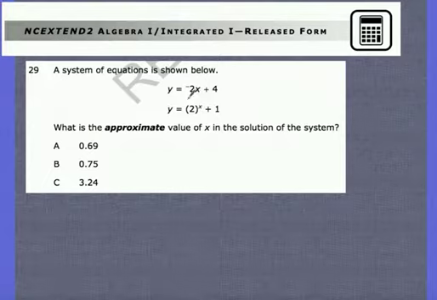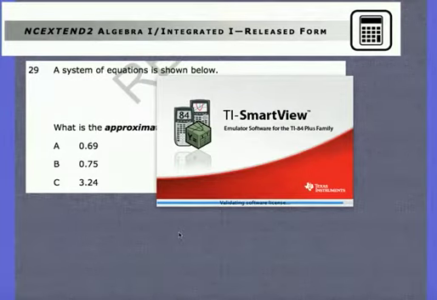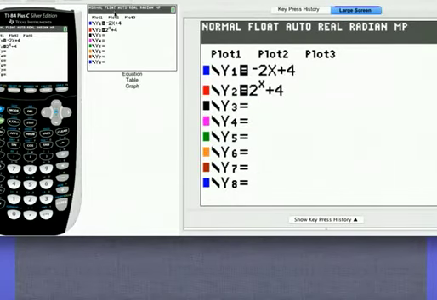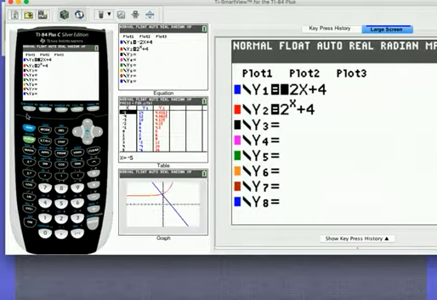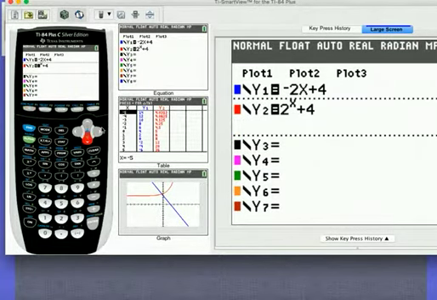So what's probably easiest to do for this particular problem, since we know it's a system of equations and it's on our calculator active section, is to take both of these and graph them and look for the intersection. So to do that, you would go to your calculator and you would do y equals, and you would do y1 equals negative 2x plus 4, and the second one should be 2 to the x plus 1.